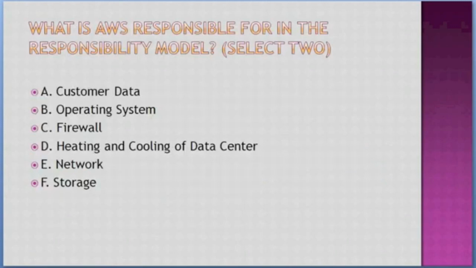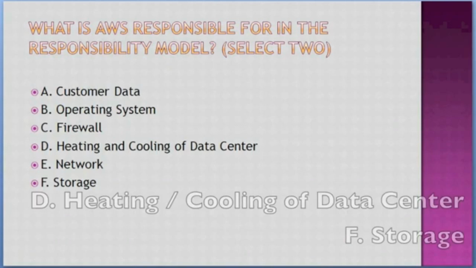Alright, so what is AWS responsible for in the responsibility model? Select two. A, customer data. B, operating system. C, firewall. D, heating and cooling of data center. E, network. F, storage. The answer is D, heating and cooling of data center, and F, storage.